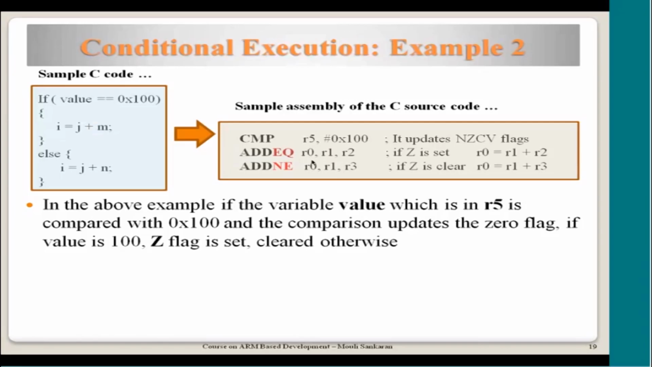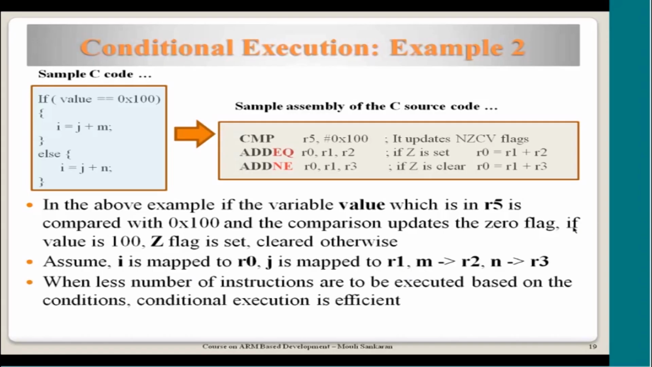Now suppose the zero flag is not set. Now this will not be executed, it will fall through, but this instruction says it needs to be executed only when they are not equal. That means when the zero flag is clear, I want this instruction to be executed. So the else part will be executed. So based on the zero flag set in this instruction, one of these two instructions will be executed. Okay, so it is implicit in the instructions which are generated by the compiler.